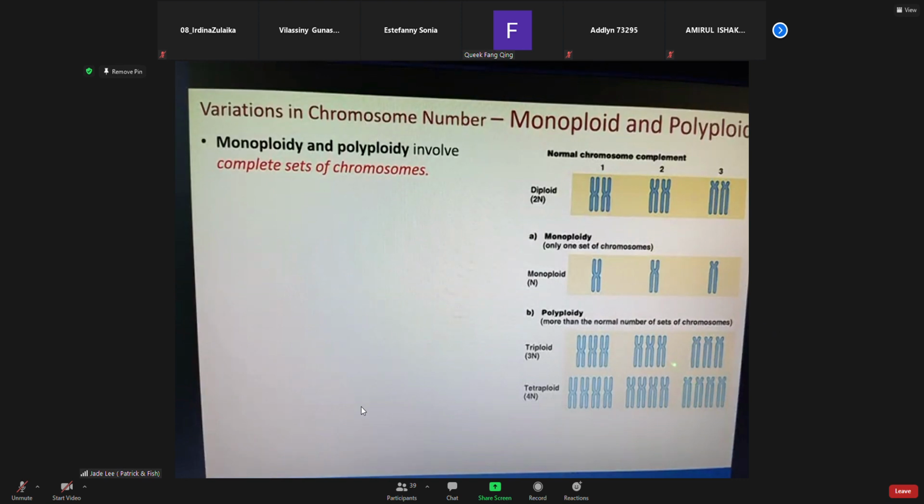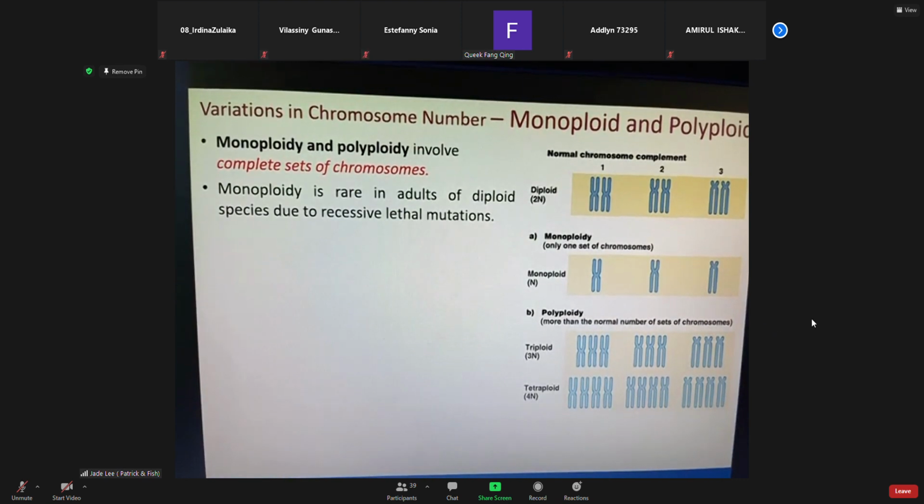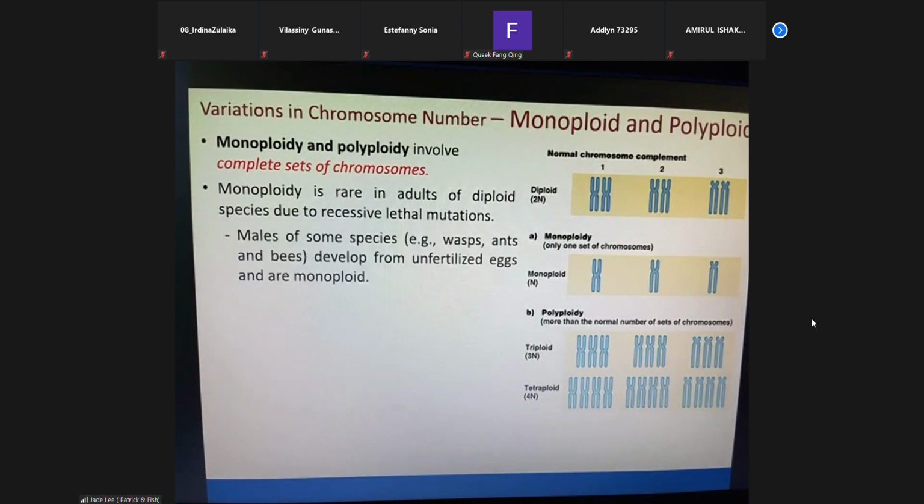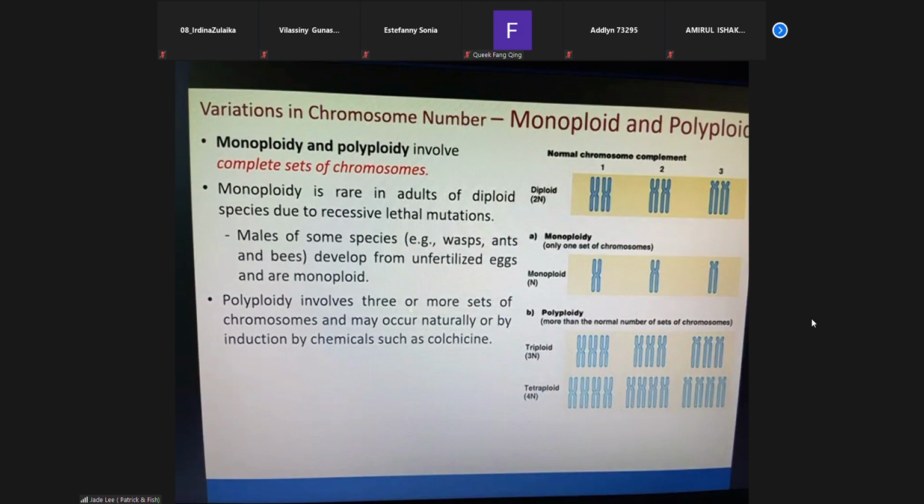They are rare in adults of diploid species due to recessive lethal mutations. Males of some species such as wasps, ants, and bees develop from unfertilized eggs, so they are monoploid. Polyploidy involves three or more sets of chromosomes and may occur naturally or by induction by chemicals, such as colchicine. This one you can induce by chemical.